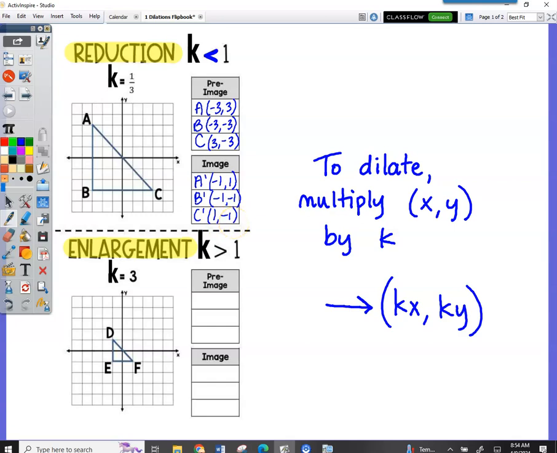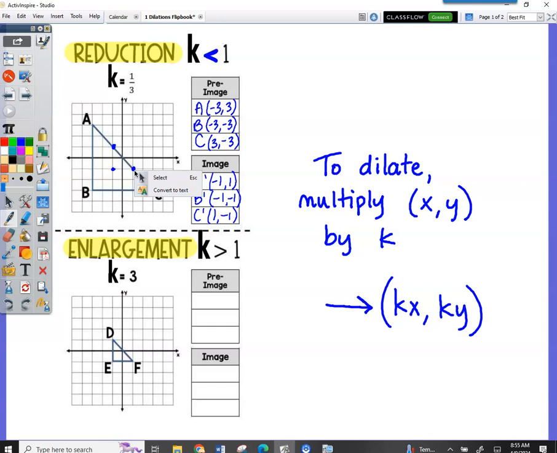And then now let's graph it. Go ahead and graph it right there. Now, in the Desmos activity, what were we dilating? Was it a triangle? What would you say it was? A line segment.